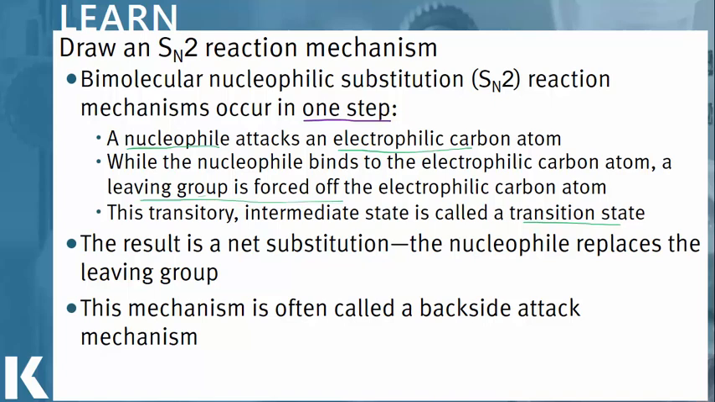We call these mechanisms a backside attack because it kind of snuck up from behind and stole the electrophile away from that leaving group because it's a little stronger, a little better nucleophile, and the electrophile would rather be with it. This is what you need to know about SN2 mechanisms. And now you should feel more comfortable drawing an SN2 reaction mechanism.